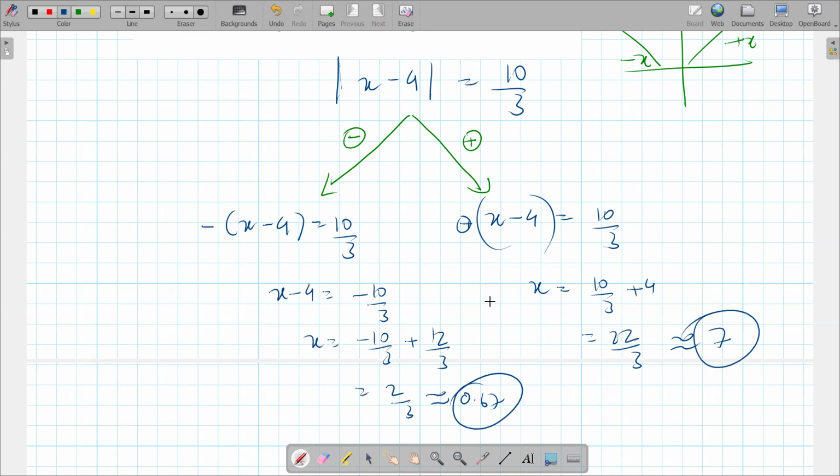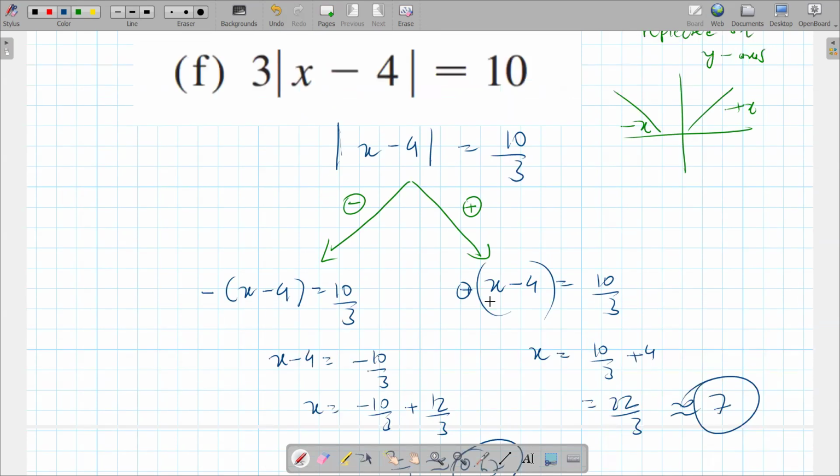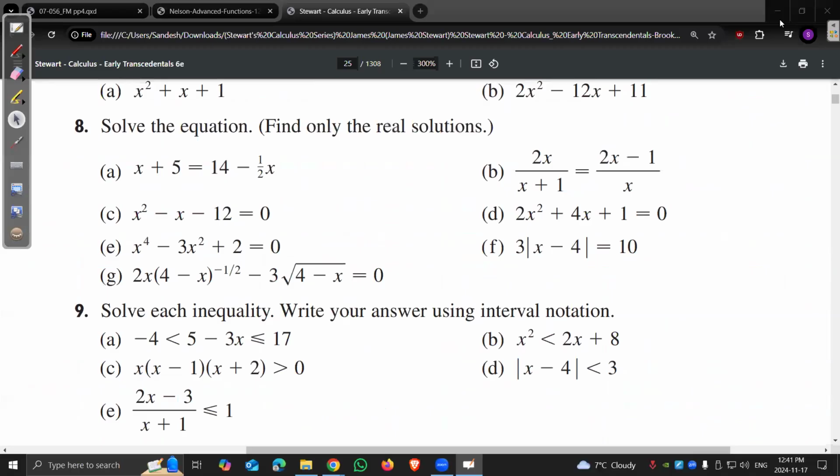So in an absolute value equation, to solve it, leave the right-hand side as is, but the left-hand side, you want to make it into negative bracket that equation, positive bracket that equation, okay? Now let's do a janky problem.